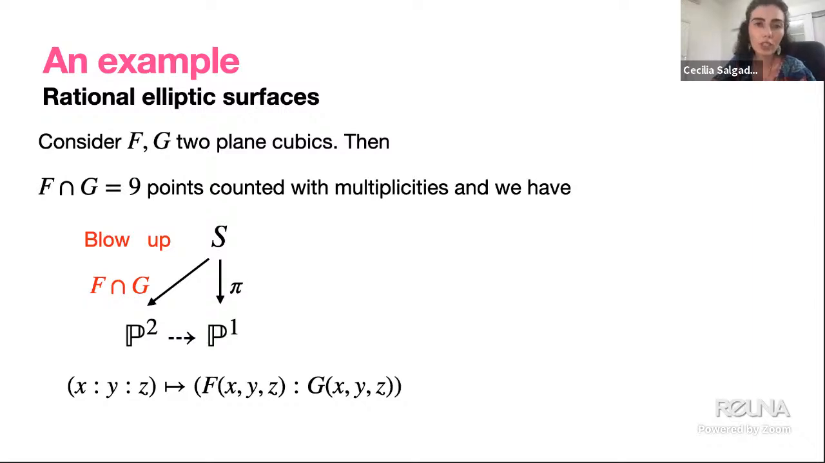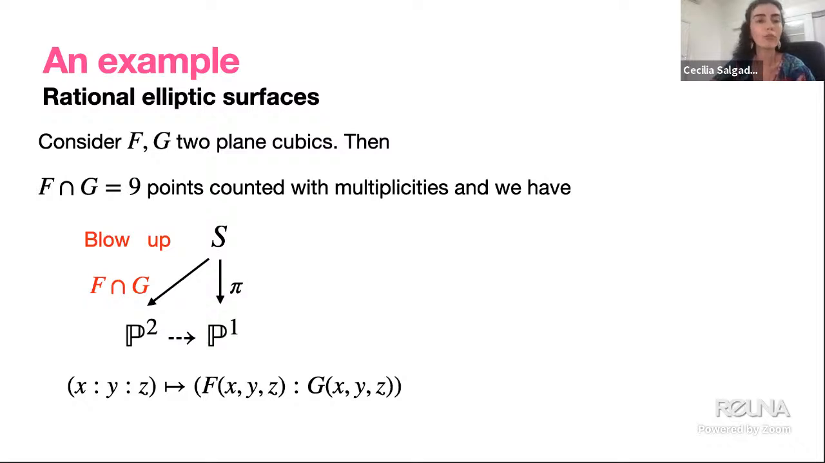So F and G, we know that being two curves of degree three, Bezout tells us that they meet in 9 points counted with multiplicities. So we have this rational map here on my slide, which is from P2 to P1, which takes a point to F at that point and G at that point. And it's clear that this map is not defined exactly where F and G meet, because we are going to have zero, zero.